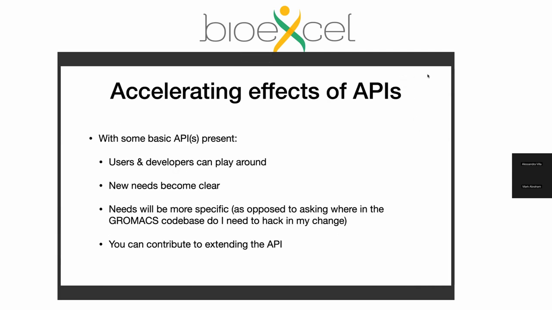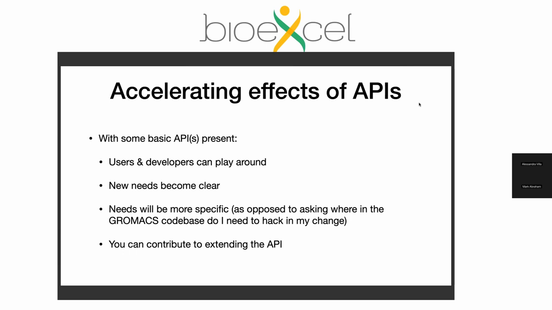Right. So then a note on the accelerating effects of an API. We've seen already with the MD modules APIs that if there's some basic API present, then things go quickly. Both the users of the API and developers can play around. New needs become clear. For example, we've had discussions with the PLUMED people, and also with others in some Zoom calls, to see what needs there could be and how we could extend things.